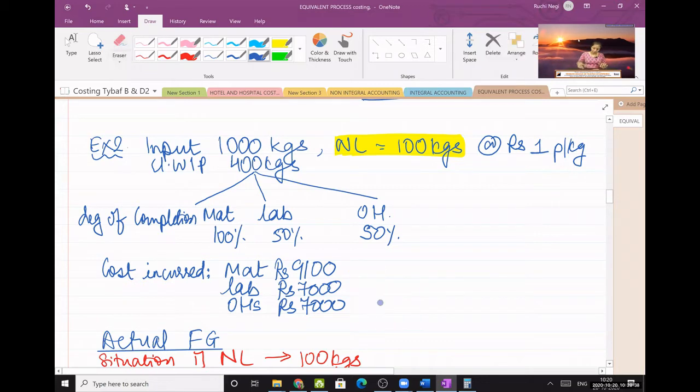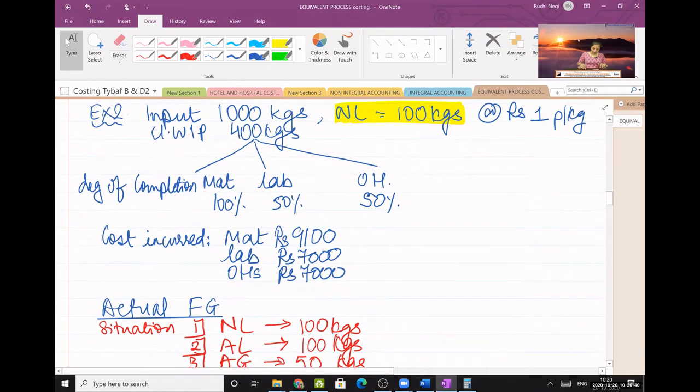ठीक है, और इसमें ये first वाला is done. ठीक है, today we will do this second वाला. Okay, abnormal loss. So I'm directly starting with that.